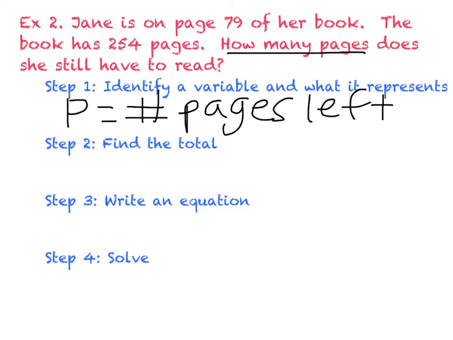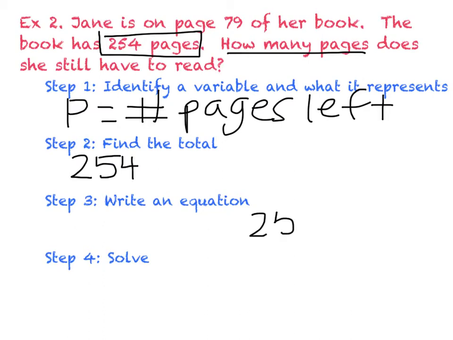After I have identified my variable, I'm going to find the total. This time I'm going to go back and find out, if I'm looking at how many pages are left, my total should relate to the number of pages in the book, and I was told that that was 254 pages. So 254 is my total. That's going to help me write my equation. Again, I'm going to put that at the end of my equation.